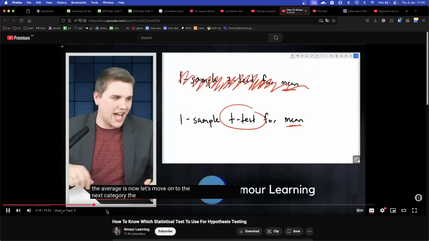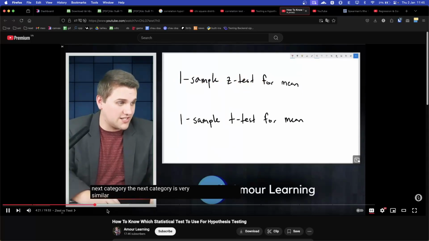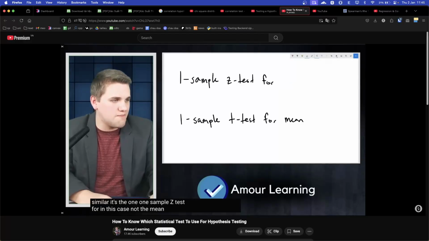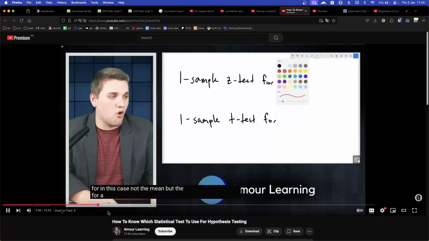Now let's move on to the next category. The next category is very similar. It's the one sample z-test for, in this case, not the mean, but for a proportion.